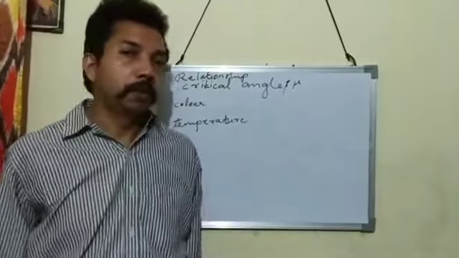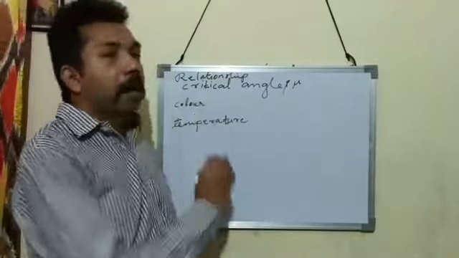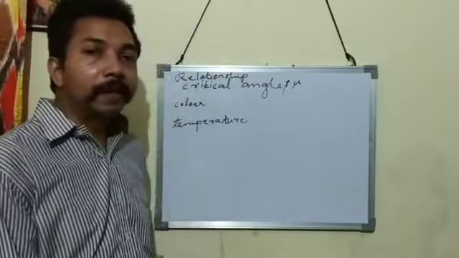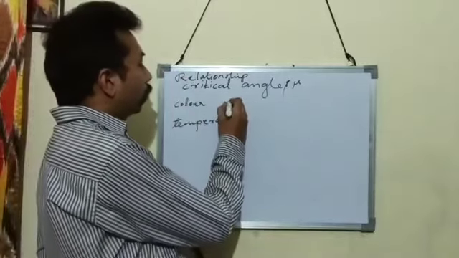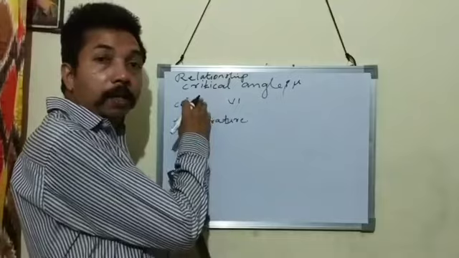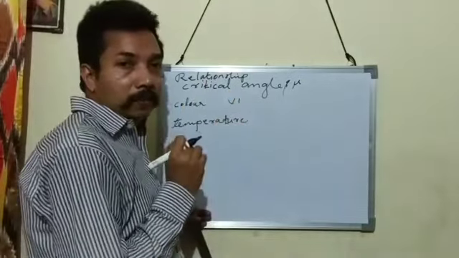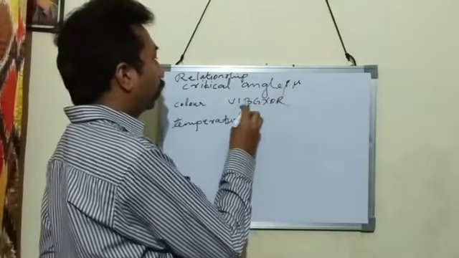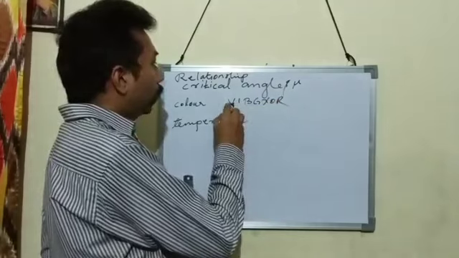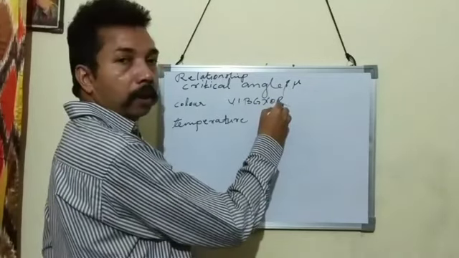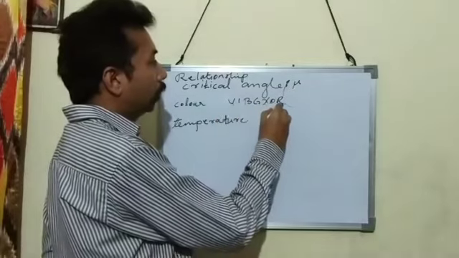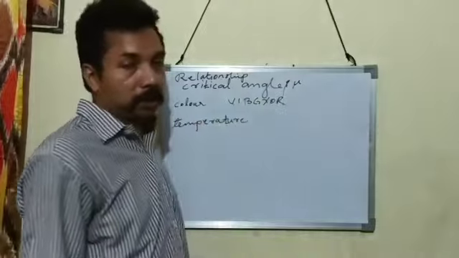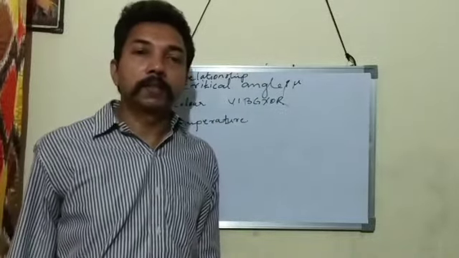Critical angle depends on two factors. One is color or wavelength of light, and the other one is temperature of the medium. Critical angle increases with the wavelength of light. The critical angle is less for violet and maximum for red. It increases with the increase in wavelength of light. Another factor is temperature. Critical angle increases with the increase in temperature.